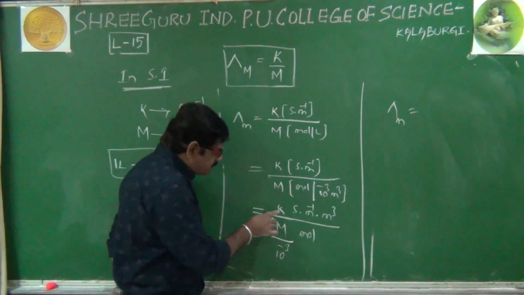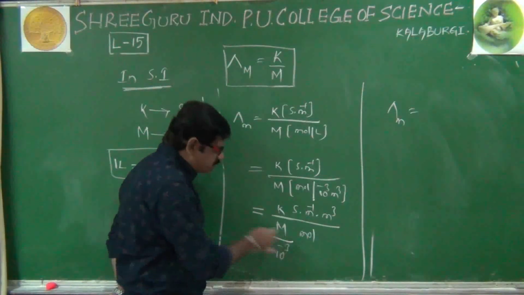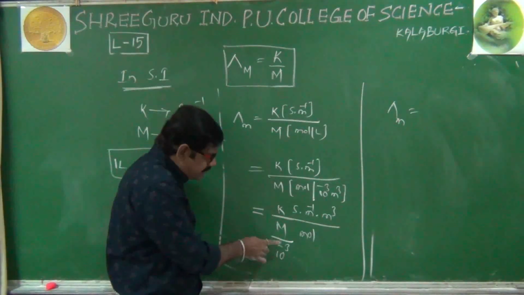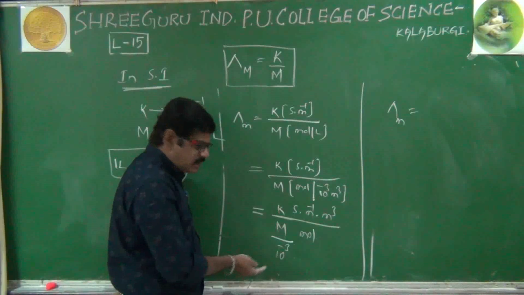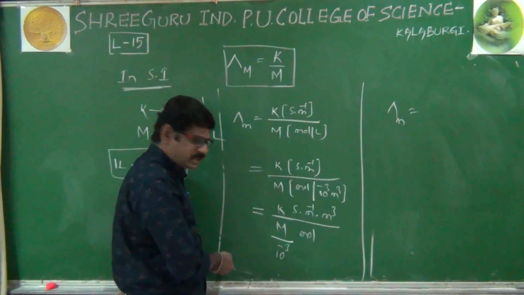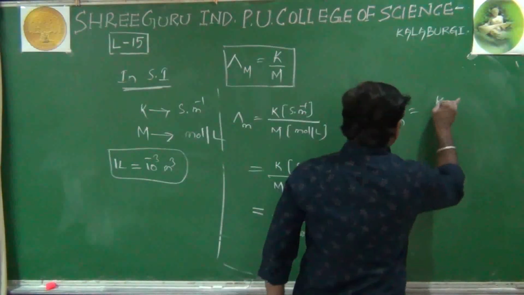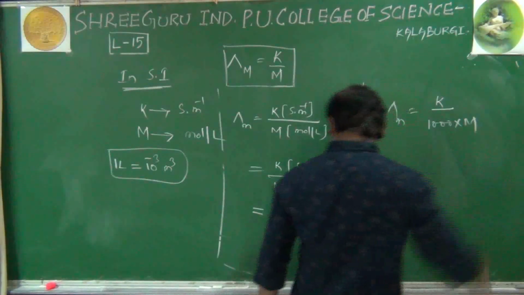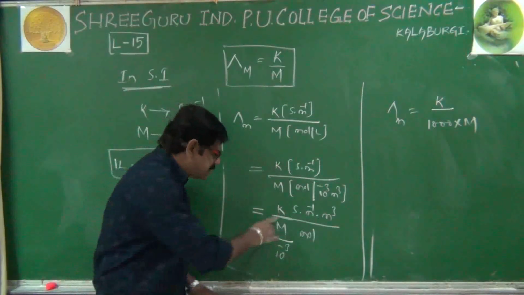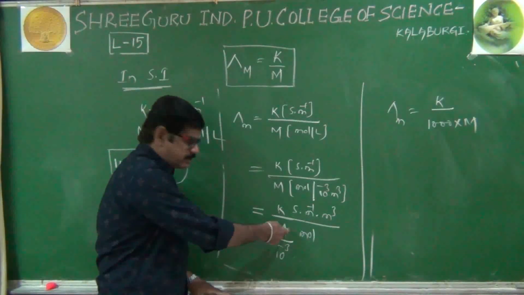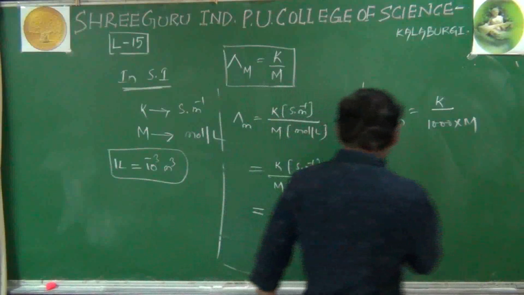Now here, K by m by 10 to the power of minus 3 is nothing but 1 by 10 cube, so K by m by 1 by 10 cube is nothing but 1000. That 1000 will come and multiply with the molarity, not with K. Therefore, the final formula is K divided by 1000 into m. 1000 is coming and multiplying with m only. And units are already known to you.